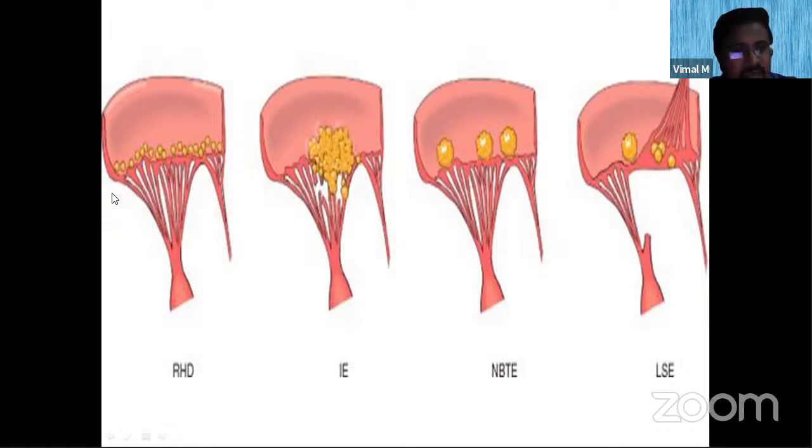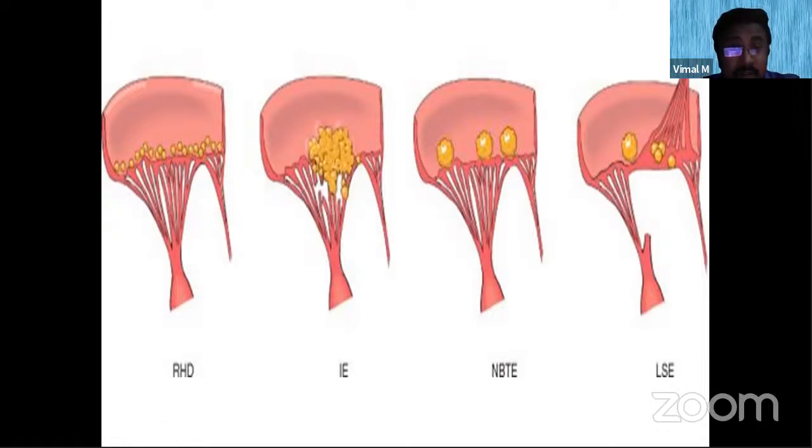So the small firm warty vegetations are seen in rheumatic heart disease. What happens in infective endocarditis? In infective endocarditis, the vegetations are a little large, cauliflower-like, and friable in nature. They are very big in size and friable, and can erode your chorda tendineae and your papillary muscles.